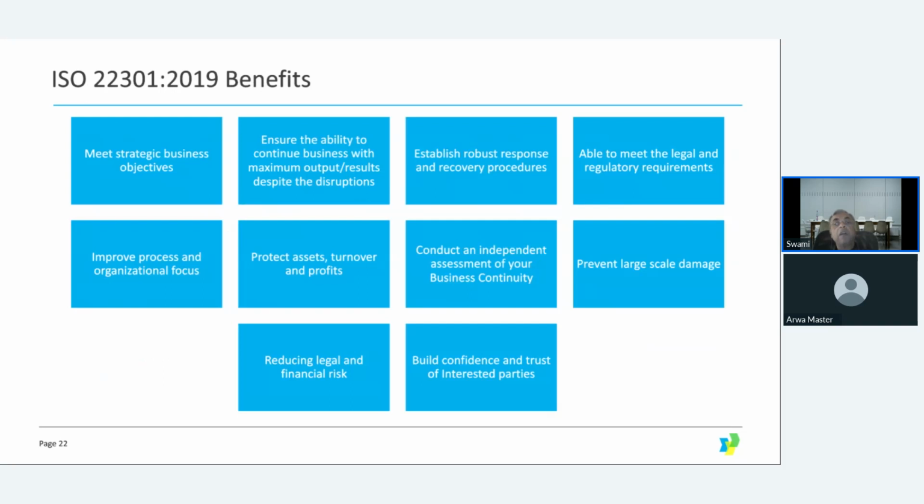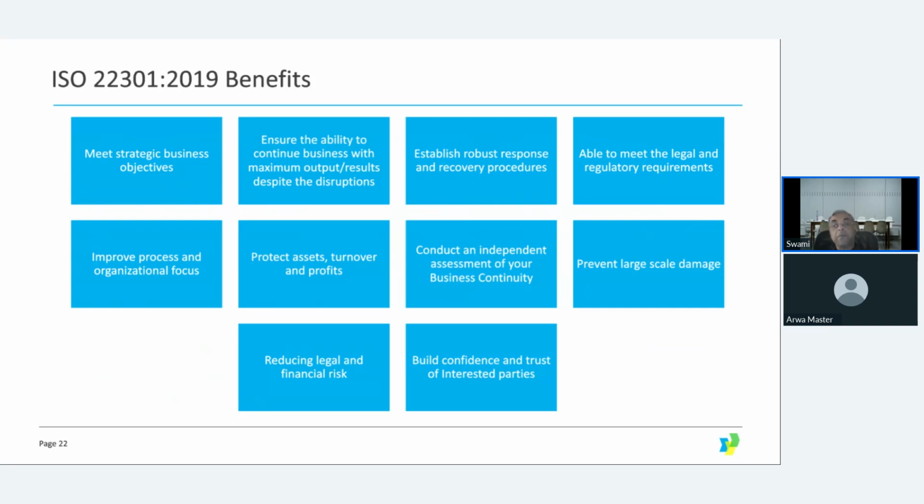Now, what are all the benefits that you are going to get by implementing the ISO 22301 standard? It is going to meet the strategic business objectives. Any business continuity management system objectives should be in line with the organization's business objectives, and it will ensure the ability to continue business with maximum output despite the disruption. It also establishes robust response and recovery procedures able to meet legal and regulatory requirements, and improves your process and organizational focus. Any management system implementation is going to improve your processes and your organizational focus on the specific area of implementation.